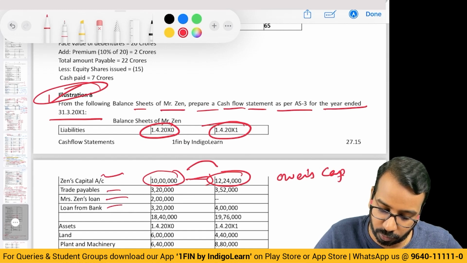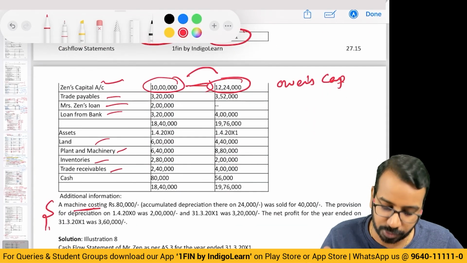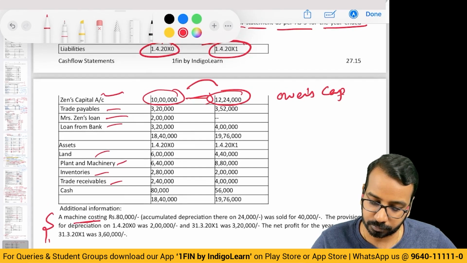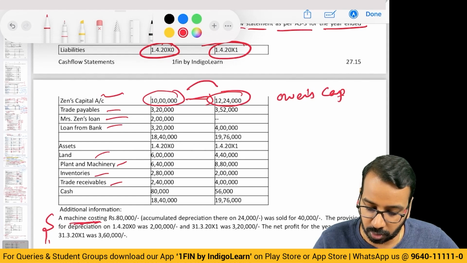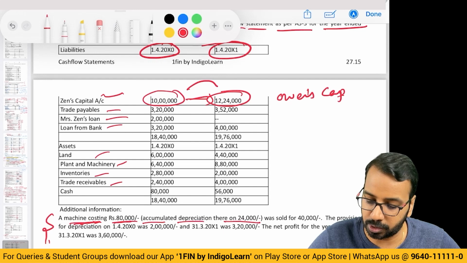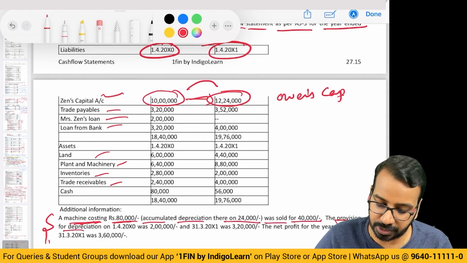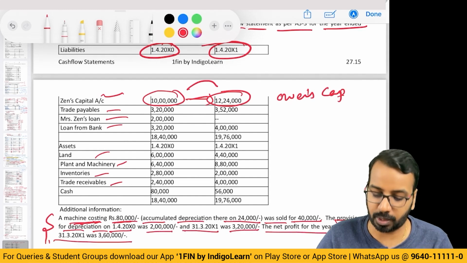Trade payables, then loan from bank. Then you have land, plant and machinery, inventory, trade receivable. This is the most important adjustment in this question. Okay, first, a machine costing rupees 80,000, accumulated depreciation 24,000 was sold for 40,000. The provision for depreciation on 1st of April was 2 lakhs and on 31st March was 3,20,000. Net profit for the year ended 31st March 21 was 360.